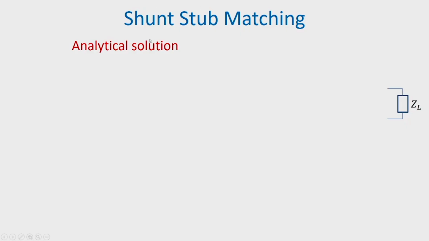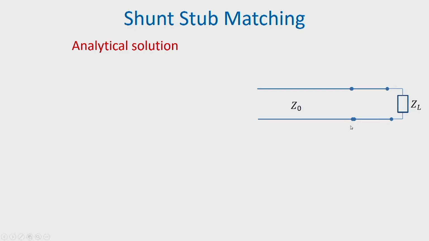So, we have seen the impedance matching using a series stub. Let us now consider another type of stub matching, the impedance matching with a shunt stub. We first derive the analytical expressions and then we will solve an example problem of shunt stub matching using Smith chart. So, we start with an impedance ZL. Now, this ZL is to be matched to a transmission line having characteristic impedance Z0 using a shunt stub.